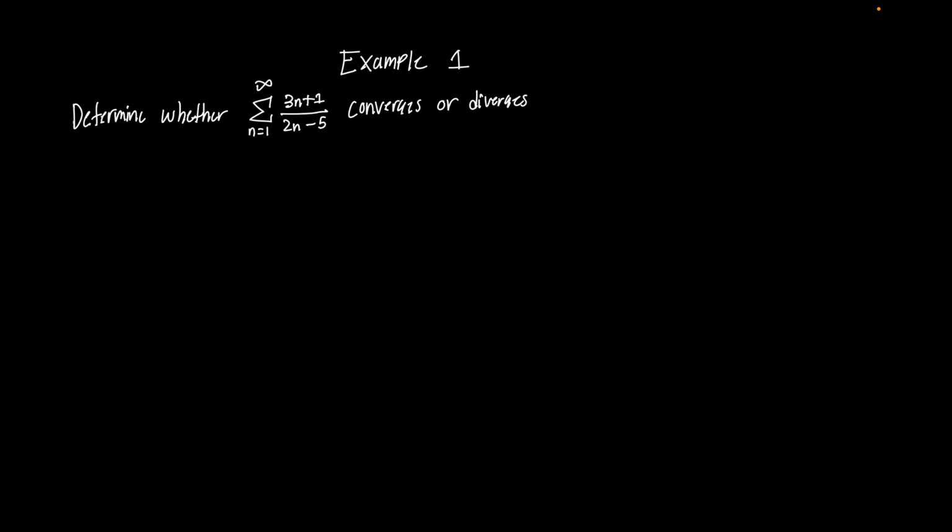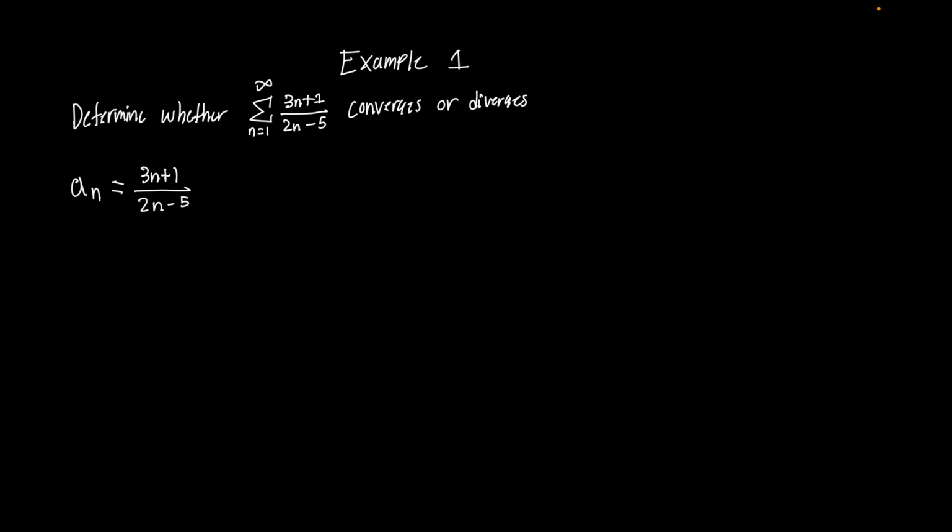So now, let's start with the examples. Our first example: determine whether the series of 3n plus 1 over 2n minus 5 converges or diverges. We know that this is not a geometric series because there's no common ratio. We know this is not a p-series, and there's no alternator, no factorials, no root. So the first thing we should do is test the divergence test, because the term looks really easy to take the limit of. So our a sub n is going to be equal to 3n plus 1 over 2n minus 5.